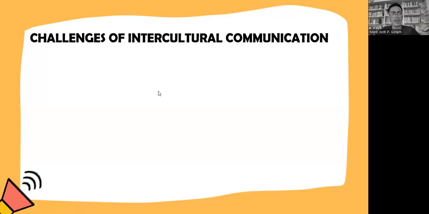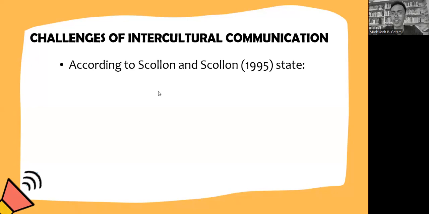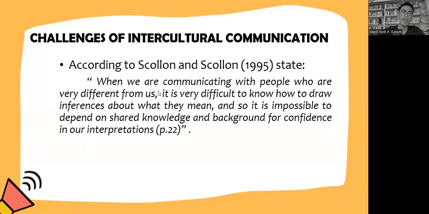Challenges of intercultural communication. According to Scollon and Scollon 1995, when we are communicating with people who are very different from us, it is very difficult to know how to draw inferences about what they mean, and so it is impossible to depend on shared knowledge and background for confidence in our interpretations. So if we say inference here, it is reaching a conclusion about them.